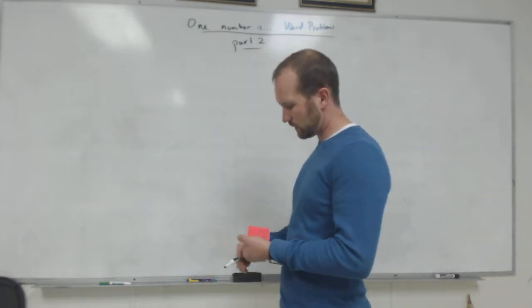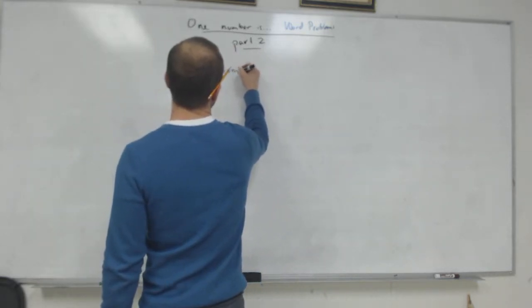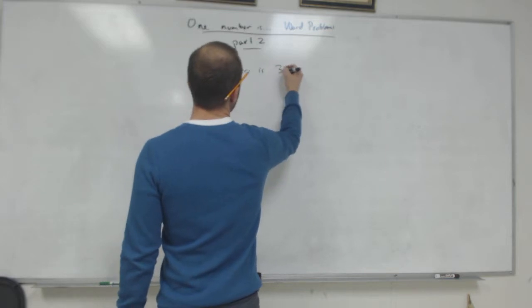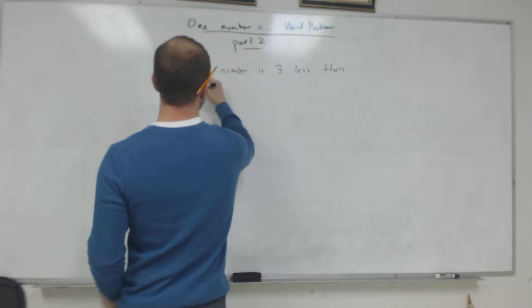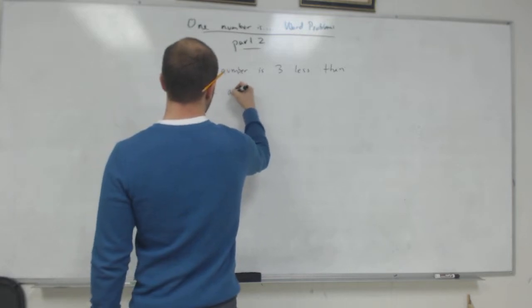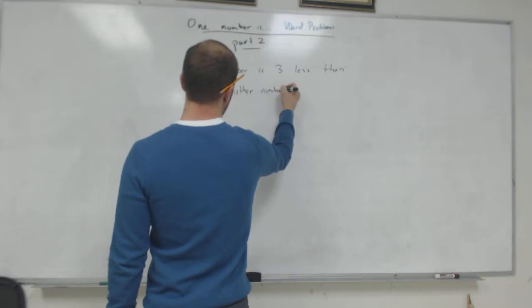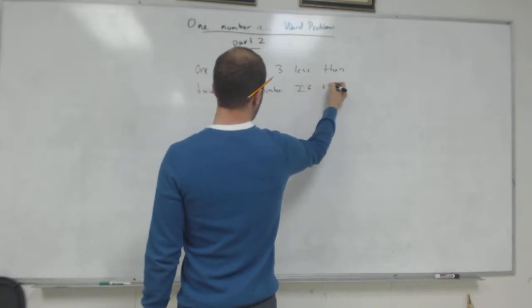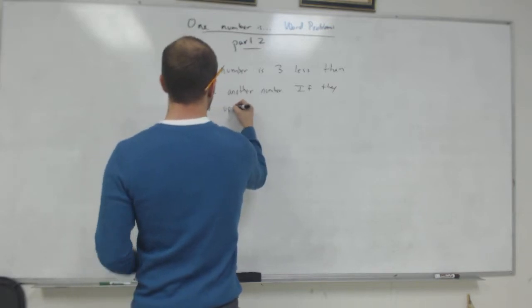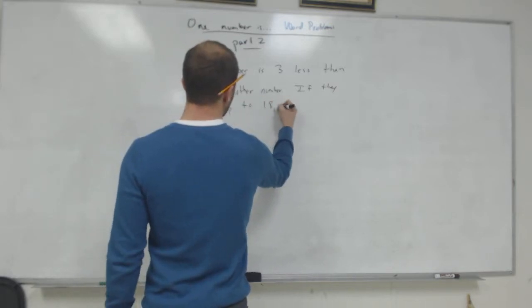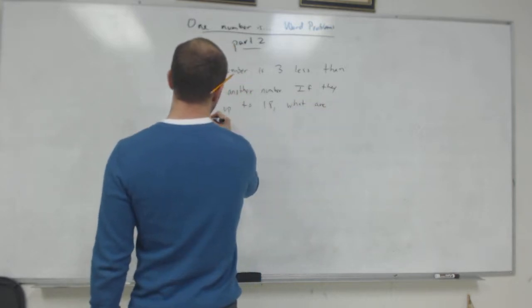Okay. So one number is 3 less than twice another number. If they add up to 18, what are the numbers?